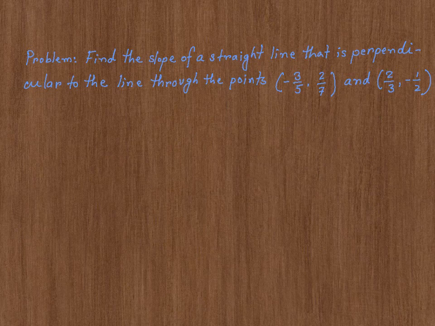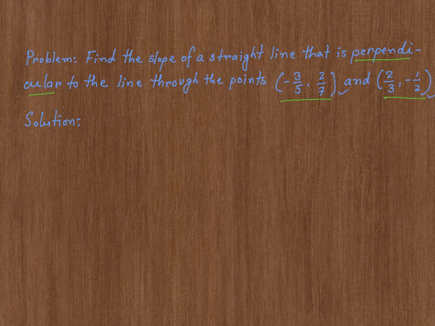In this video, I am going to find the slope of a line that is perpendicular to a given line. That line goes through these 2 points. In order to find the slope of the perpendicular line, first of all, we need to find the slope of the given line, the line that goes through this point and this point.